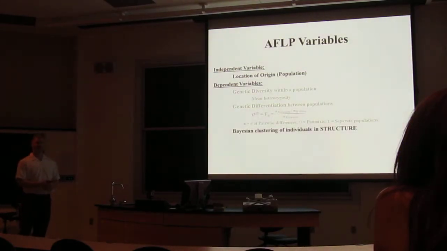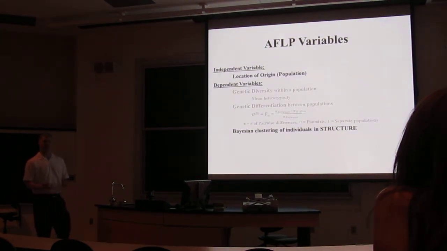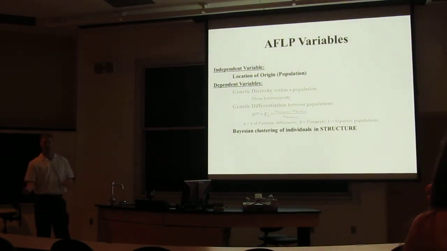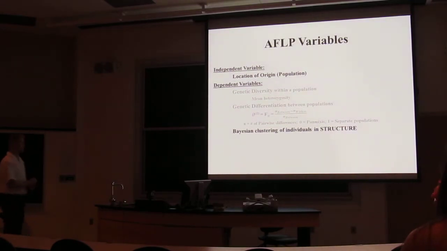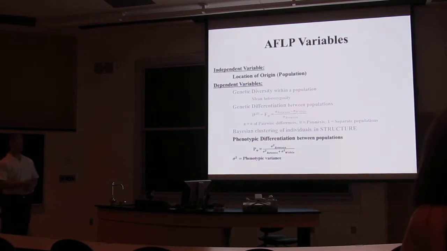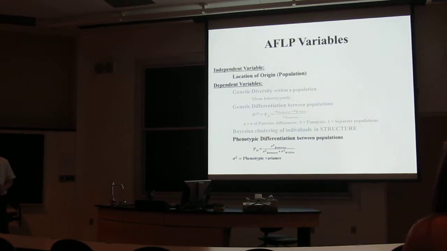I'm also using Bayesian clustering of individuals in program Structure. And in this program, I put all of my individuals into the computer and have the computer sort them into 2 groups based on similarity. Then I'll reset the analysis and have the computer sort them into 3 groups and 4 groups and so on. So I can see which individuals separate out as similarity increases. And the last variable is phenotypic differentiation between populations, in which I'm using the phenotypic variance to calculate.